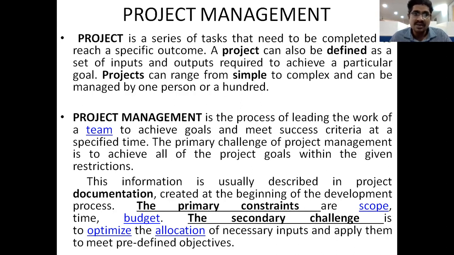We can see some examples: apartment construction, a contract; flyover agreement or flyover contract; or national highway contract. These are a few examples of contracts. These contracts are handled by companies.